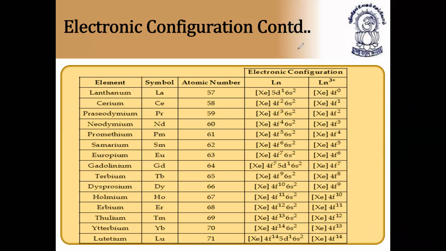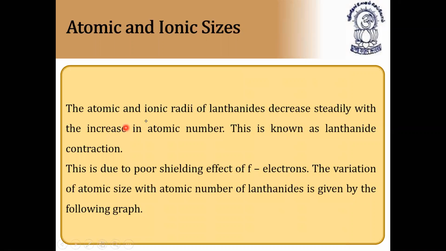Next continuation. What are the things you have to remember? Please note down in your classwork whichever I have underlined. The atomic radii and ionic radii of lanthanides, very, very important, decrease steadily with the increase in atomic number. This is known as lanthanide contraction. So here decrease is very important.